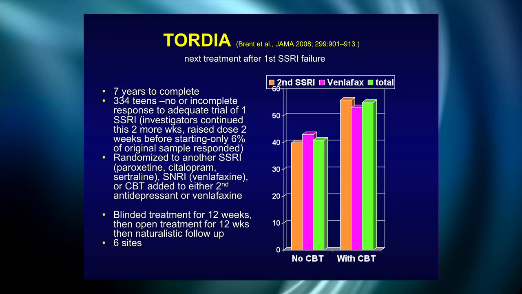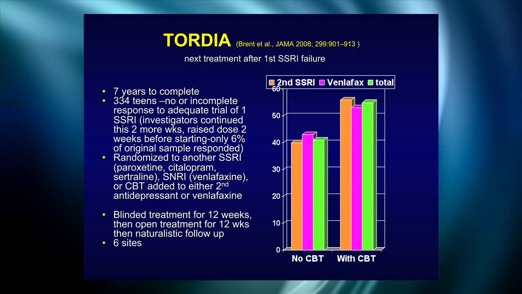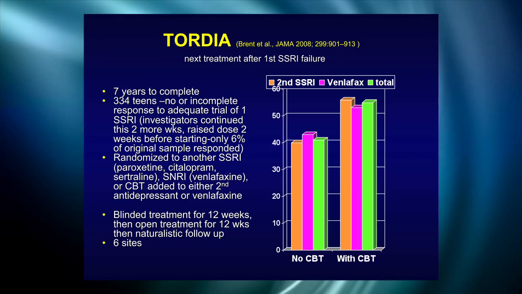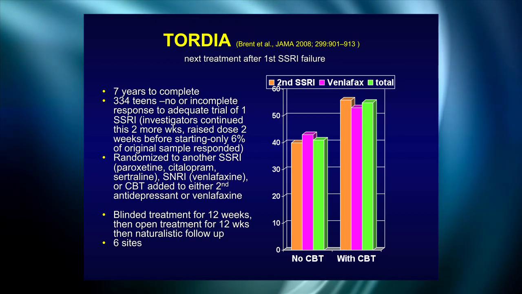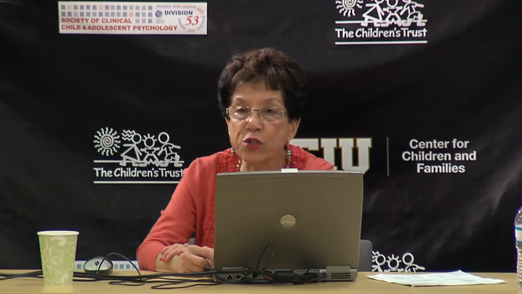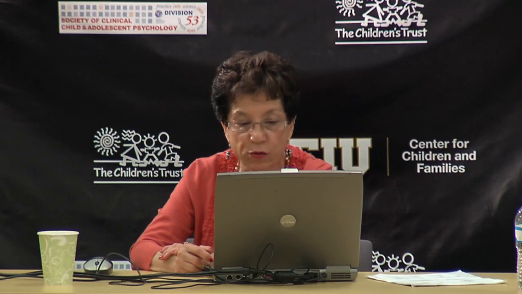So it took 7 years to get 334 teens, and the criteria basically was that they had no response or an incomplete response to an adequate trial of one selective serotonin reuptake inhibitor. And what they did is they first just tried a couple of weeks of increasing the dose of whatever it was you were on to see whether that would help. And that got rid of a few people, but it didn't make a huge difference.